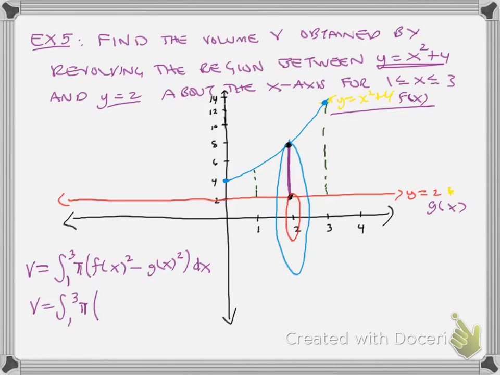And so here we see our top function is going to be x squared plus 4, minus g of x, which is just 2, right? And that's squared, dx. All right. So go ahead and take a minute, pause, and see if you can simplify this integral.